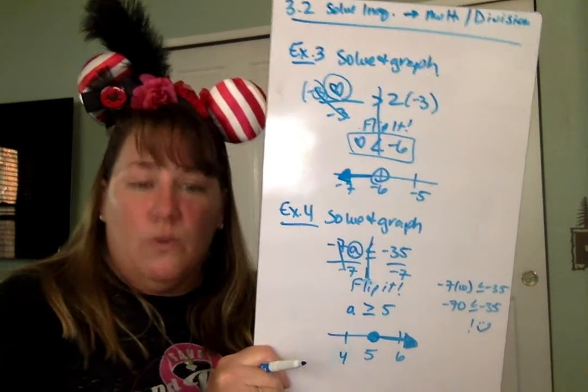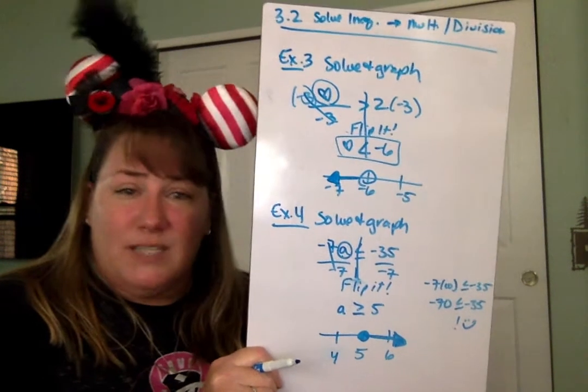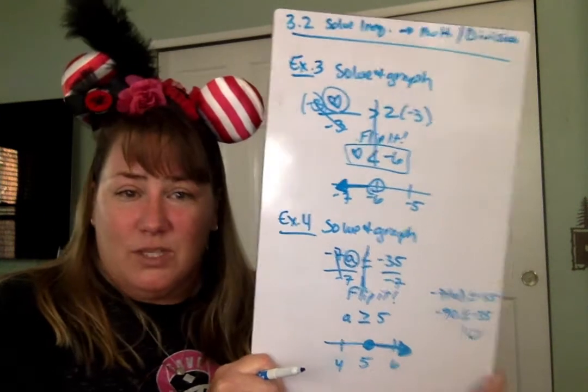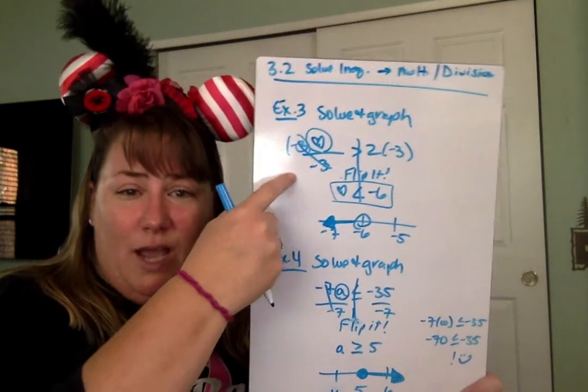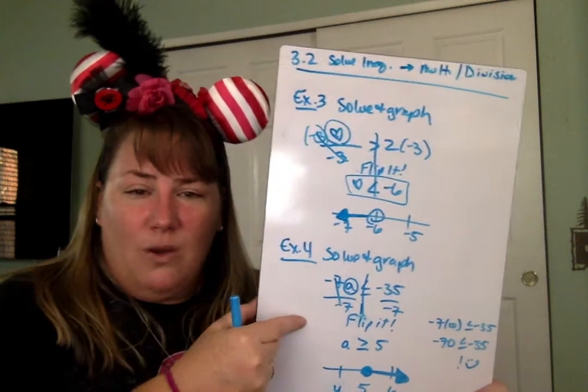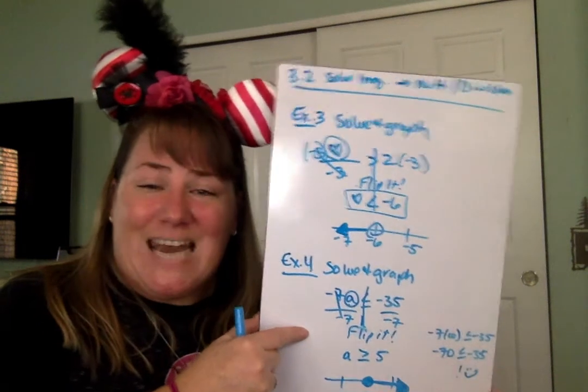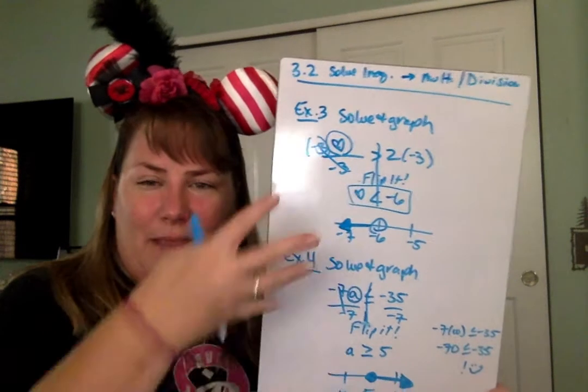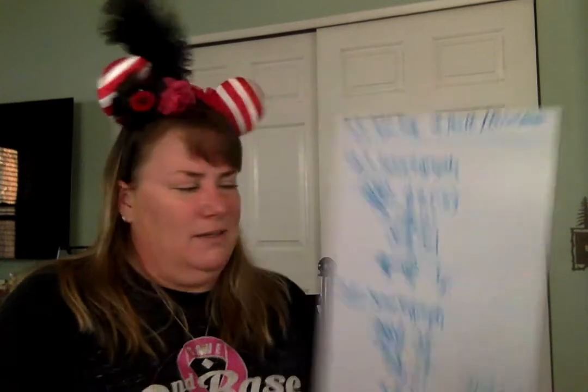So the reason why I did not do example 3 and example 4 with example 1 and example 2 is because you ended up multiplying or dividing by a negative. And that's why these problems are different. Because when you multiply or divide by a negative in order to solve an inequality, you must flip your inequality symbol.